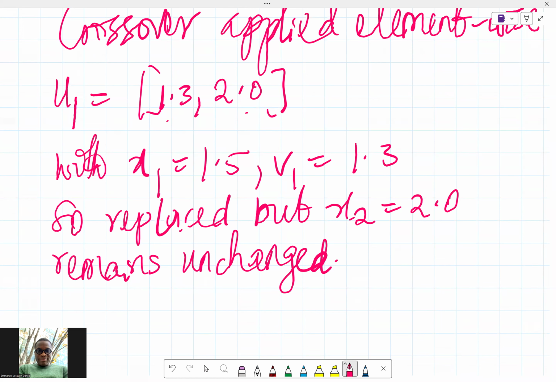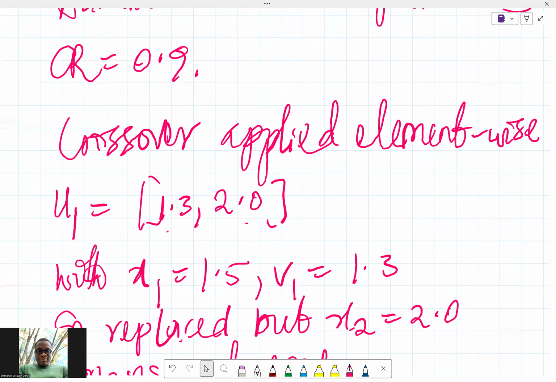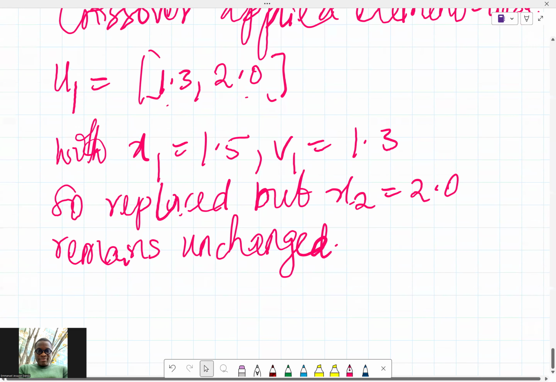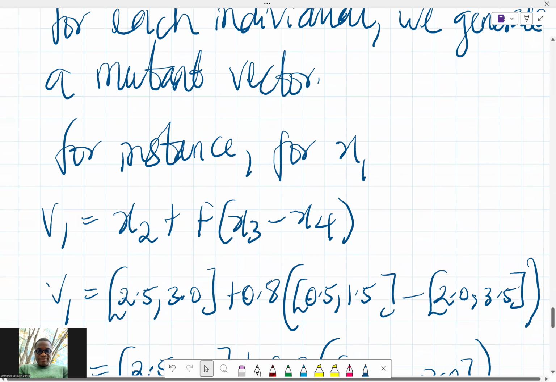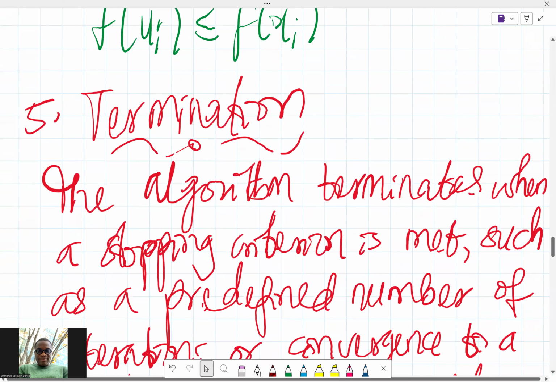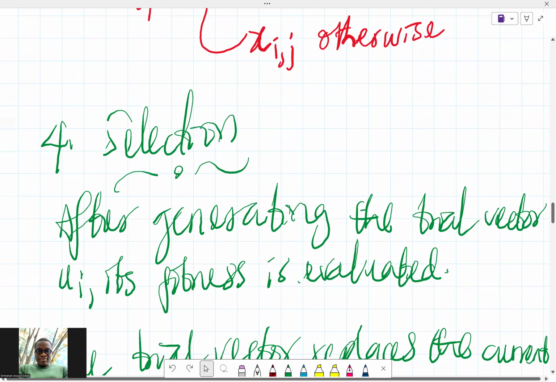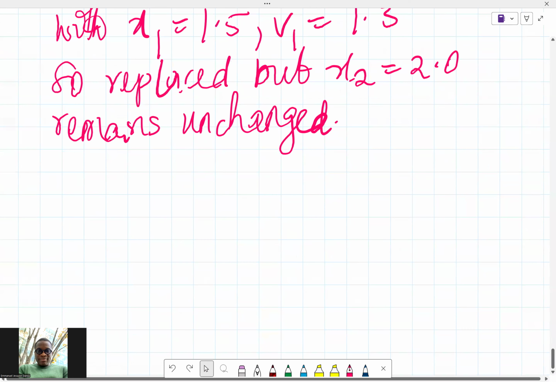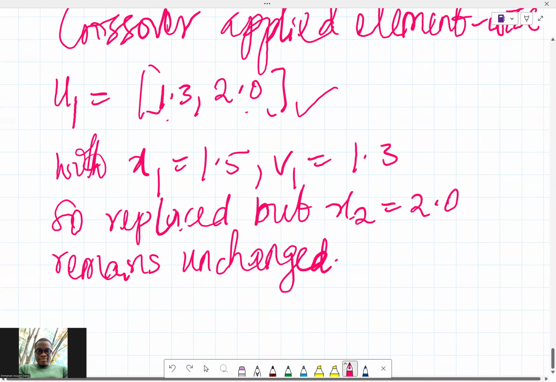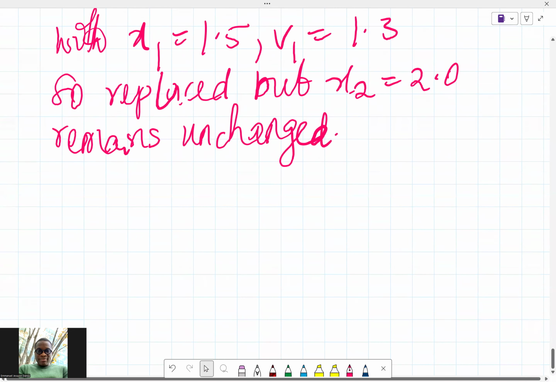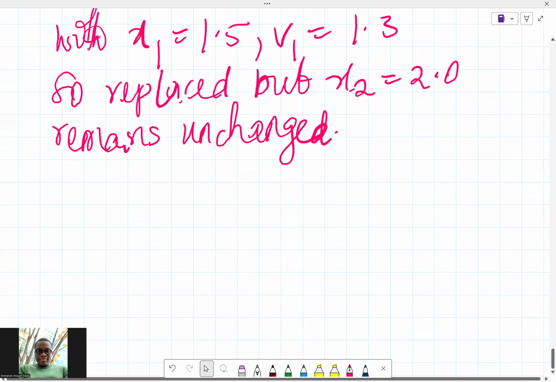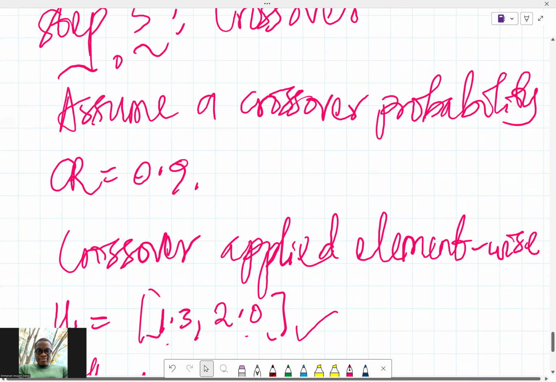So that's the crossover happening right there. So U1 is 1.3, 2.0. I guess we have to check this rule that was stated already. So Vij if random, this is the rule that is working in that place. If we apply that rule properly, then we arrive at this particular U1. With this U1 in place, we can talk about the next step, which is selection.